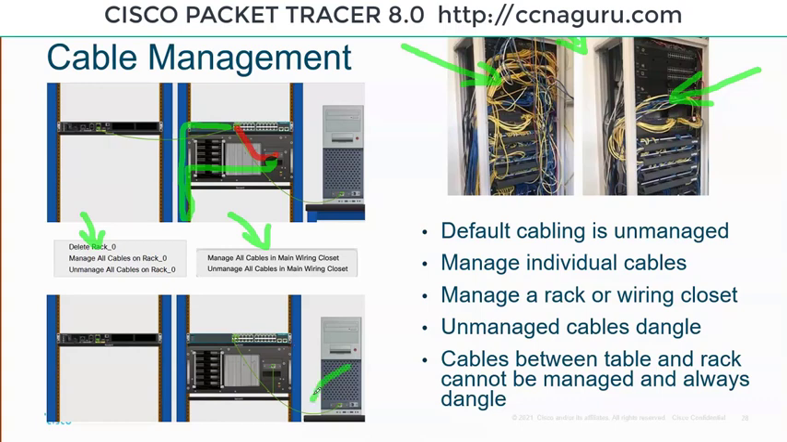You can never manage cables between the table and the rack because there is no place to put the cable to, right? But all the cables which go within the rack or between the racks will be managed. Of course, in Packet Tracer, this is achieved in a very easy way. We just don't render these hanging cables, right? Oops, sorry, it's moving here. We just don't render these. And that kind of proves the point.